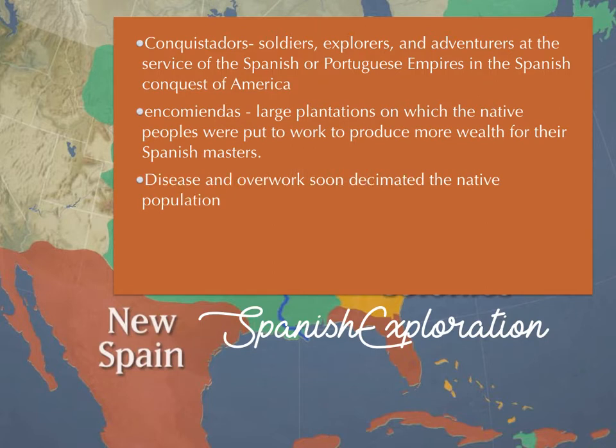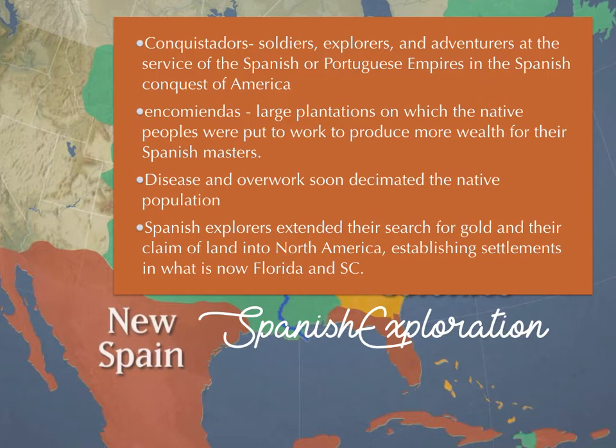All right, disease and overwork soon decimated the native population. So just like we saw on the East Coast when the explorers came in, out west and down in the Mexico area, when the Native Americans ran into the Europeans, they were not immune to the diseases that the Europeans were immune to. So once they encountered those people, they got sick, mainly smallpox and different things that they didn't have the immunity for. So they got sick. Decimated means it basically wiped it out, okay? So it wiped out the native population.